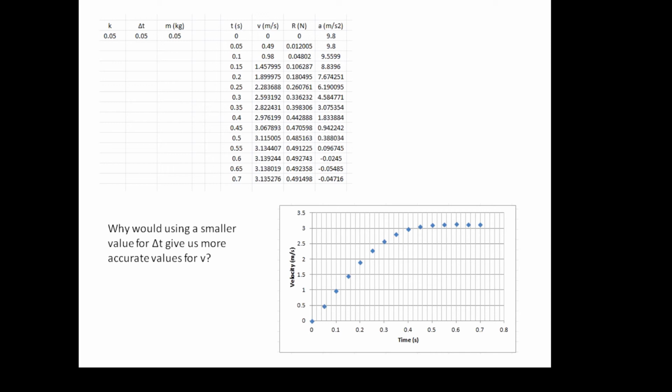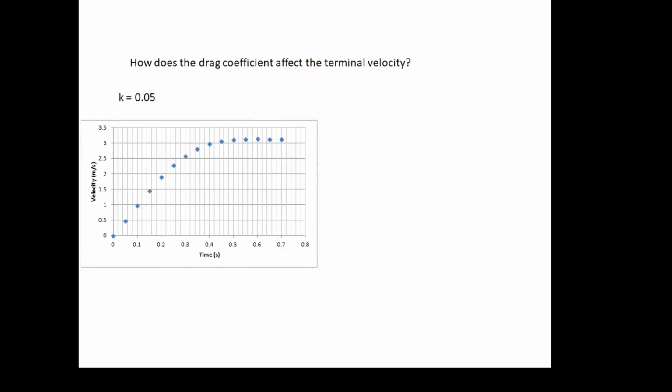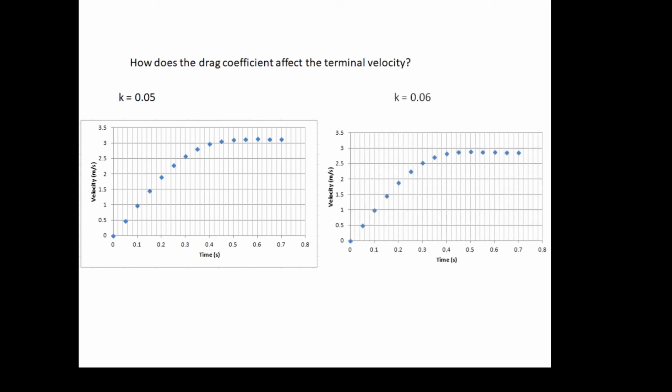Now that I've got my spreadsheet set up and it's giving me graphs, I can very quickly investigate one or two things. How does the drag coefficient affect the terminal velocity? I'm using a value of 0.05. What would happen if I made it bigger or smaller? Well, k is 0.06. If I had a bigger drag coefficient, then as you can see here, my terminal velocity, not surprisingly, is smaller. So if there's more drag, then you have a smaller terminal velocity, which is, I suppose, how parachutes work.